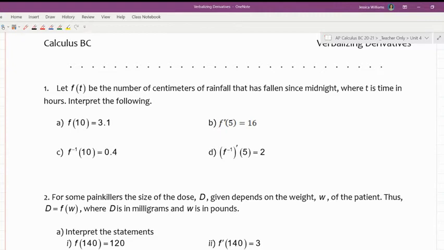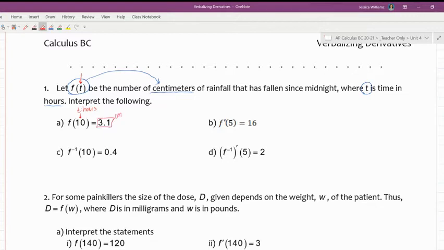Okay, here we go. F of t is the number of centimeters of rainfall. So I'm going to underline units because it's important to use units. And then t is being measured in hours. Interpret the following. So F of t means the whole thing is being measured in centimeters. T is being measured in hours. Notice, I'm going to talk down to you a little bit, and I'm sorry in advance. Notice that the t is on the inside. So this number 10 that's on the inside for letter A is a t value, and those are measured in hours. So then this output, this outside value, would be measured in centimeters.